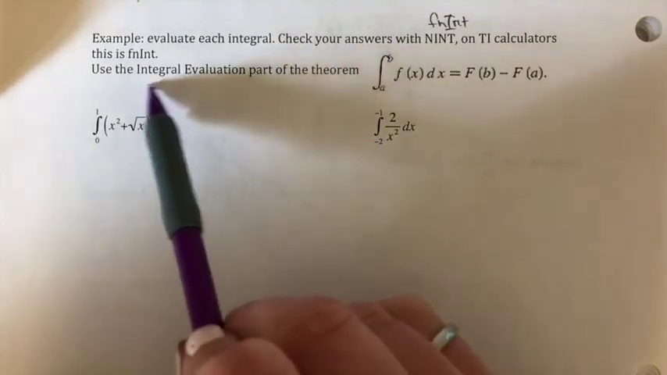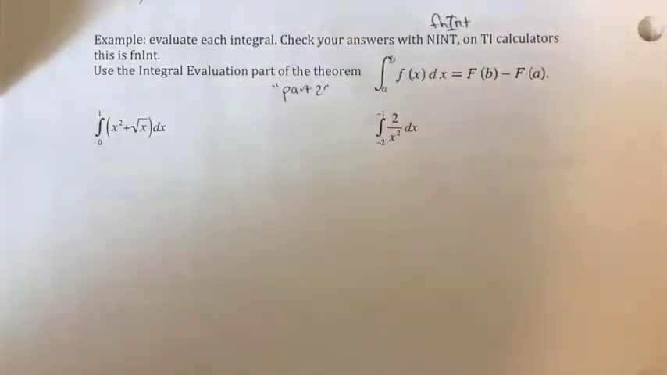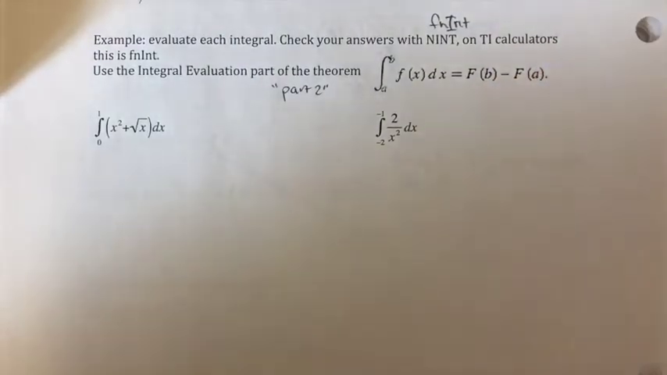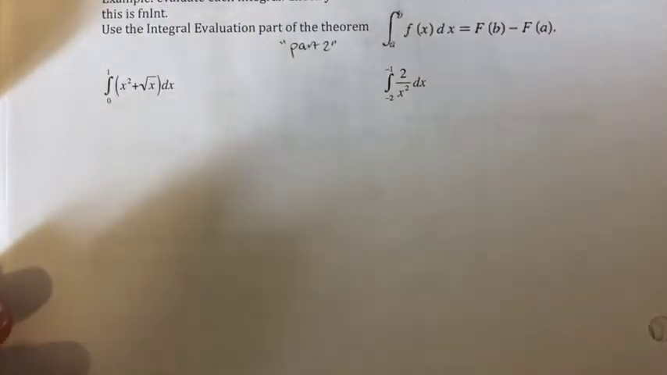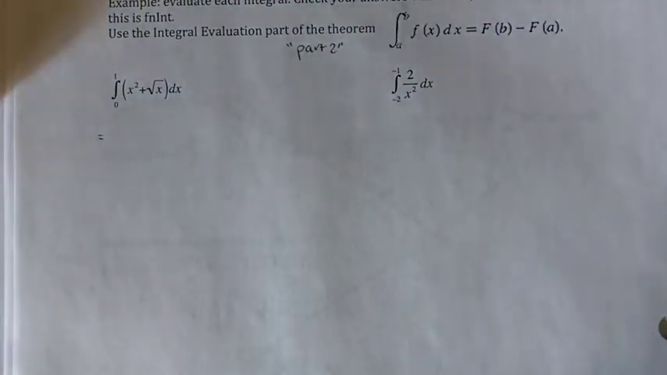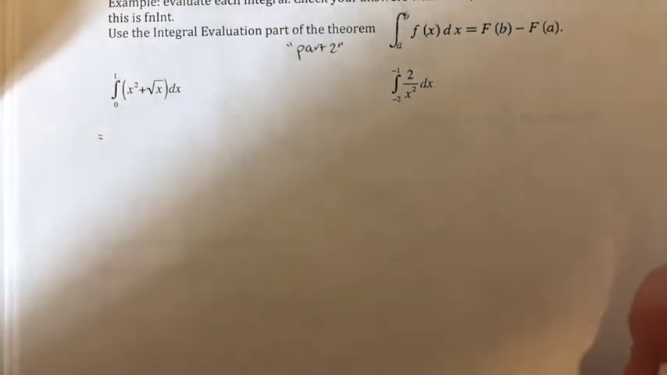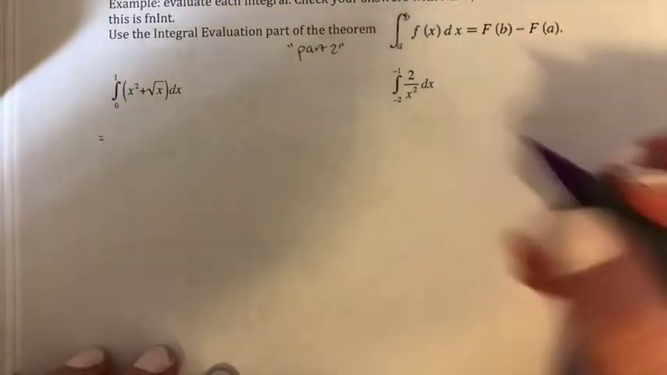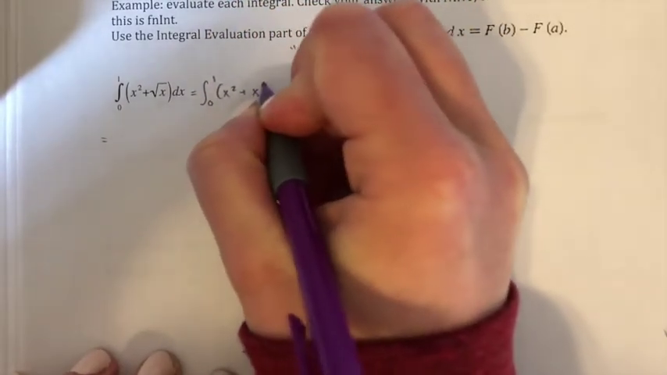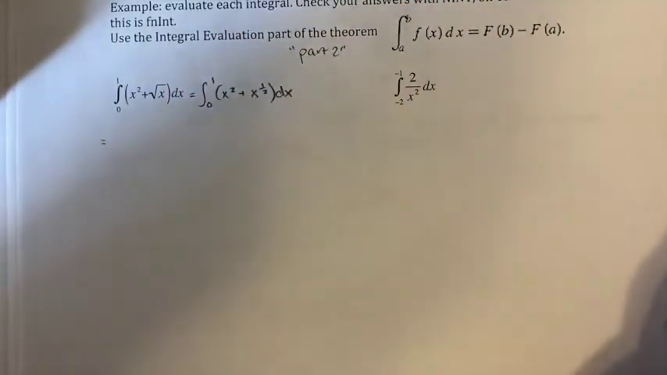And we're going to use the integral evaluation part of the theorem, so like part 2, which is that part I talked about at the start of the video. So we're taking the antiderivative of b and subtracting the antiderivative of a. So what we've been doing, okay? This is basically what we were doing in 6.3. We're just practicing it. I'm going to rewrite this as the integral from 0 to 1 of x squared plus x to the 1/2. I find integrals are easier when we have exponents instead of roots.